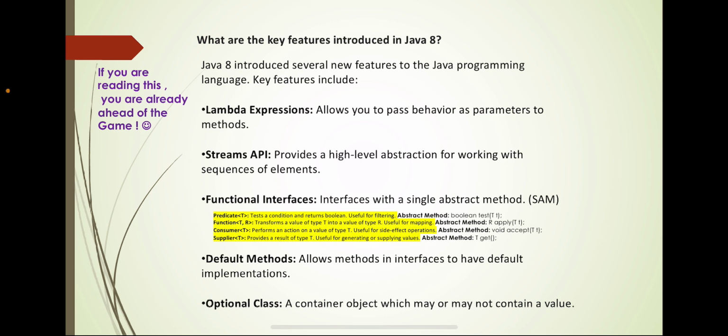Okay, the functional interfaces which you use are Predicate, Function, Consumer, Supplier, and many others. So these are the basic ones. You can understand what it is and the abstract methods used in it. Then the Stream APIs which you have used in your project. Then the default methods, which is a newly added feature in interfaces, and the Optional class, which checks if the value is present or not.